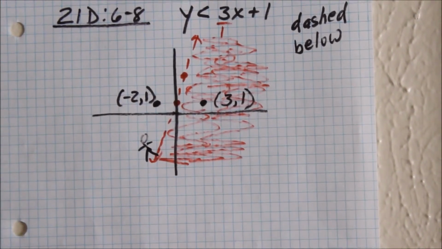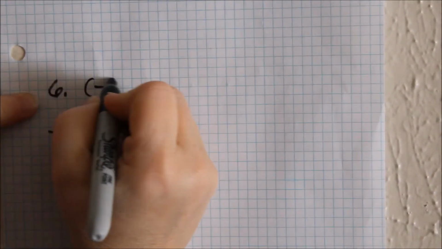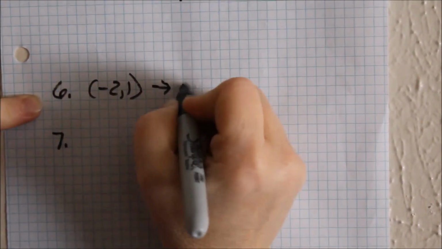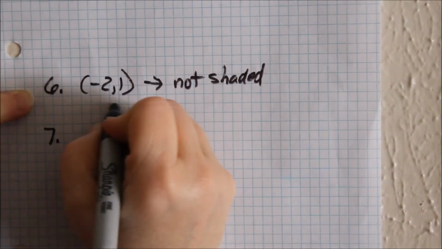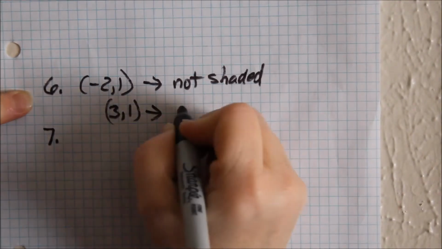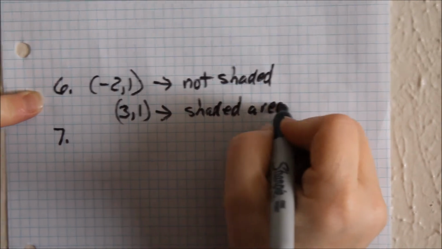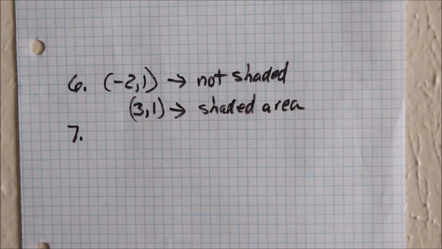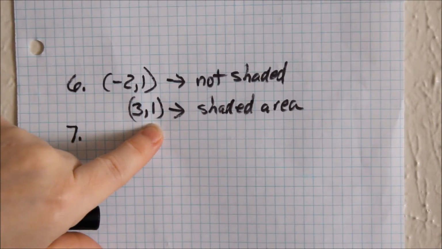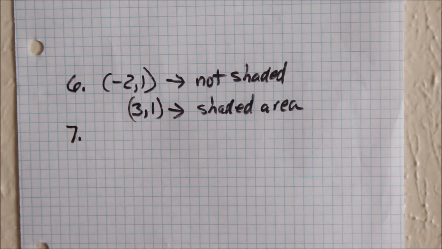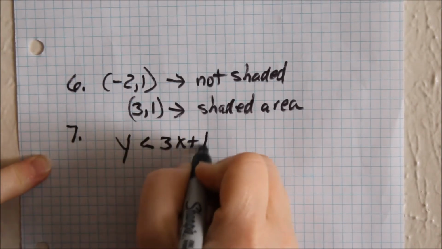So what they're wanting you to do, the 2 points that I picked, -2, 1, I'm just going to make a note that this was not shaded area. And then I picked the point 3, 1, and that was in the shaded area. Then what they're asking you to do is to test each one of these points. Any point that's in the shaded area will make the equation true. Remember, our equation was y is less than 3x plus 1.